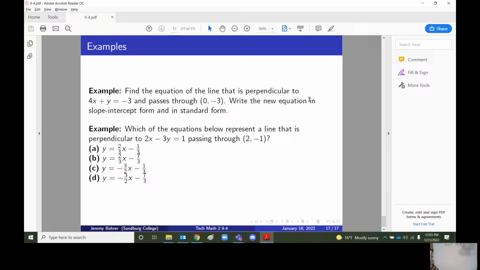And if handy, we've got the y-intercept there. That's always good. And we're going to write this new equation in slope-intercept form and in standard form. So let's move on.